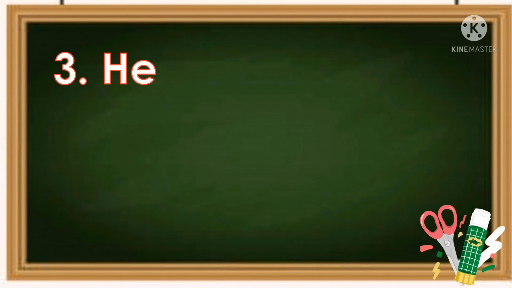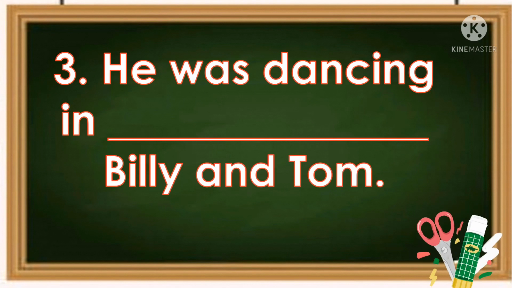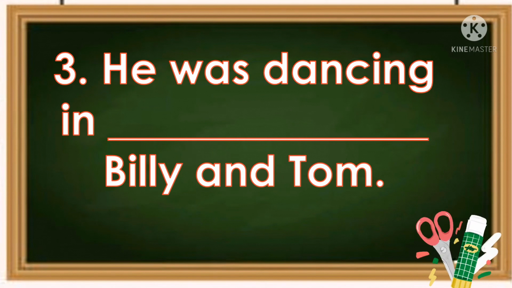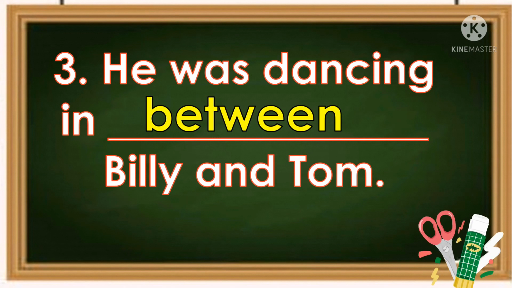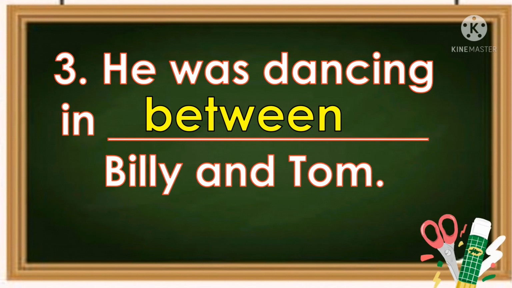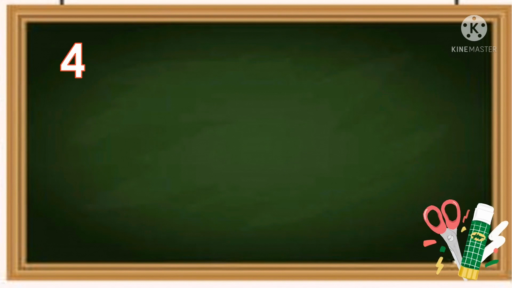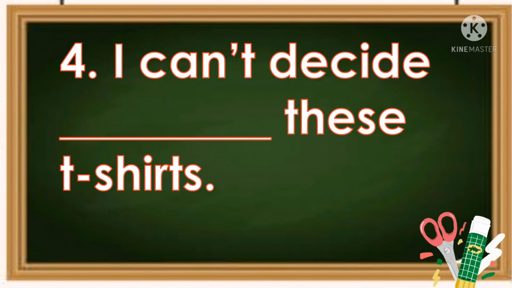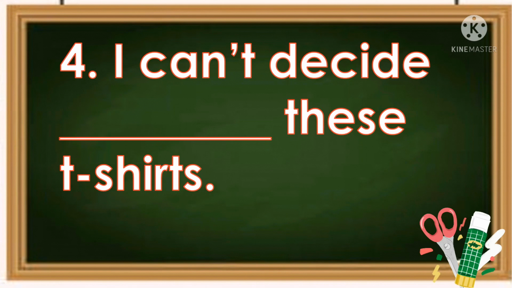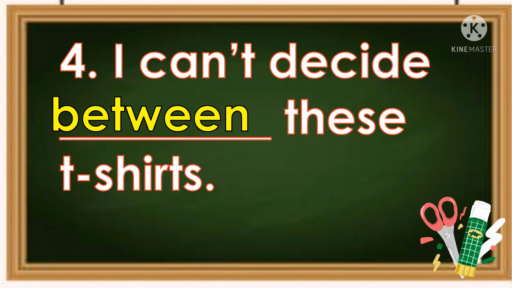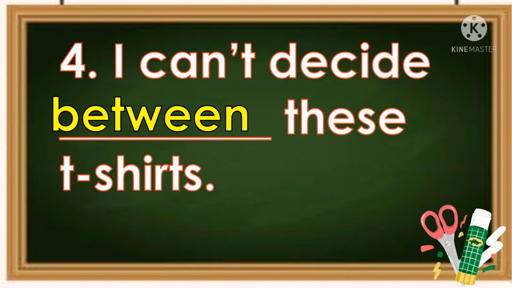For number 3, he was dancing in blank, Billy and Tom. The correct answer is between. He was dancing in between Billy and Tom. Okay. For number 4, I can't decide blank these t-shirts. What is your answer? Very good. It's between. I can't decide between these t-shirts.